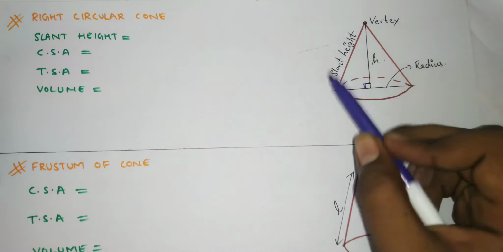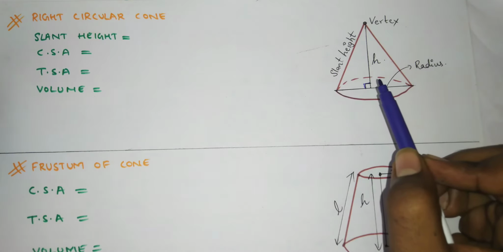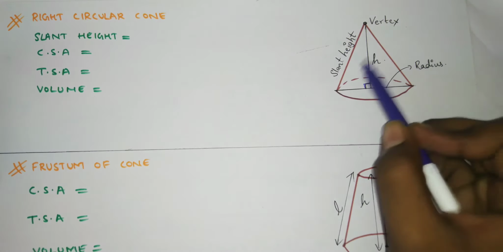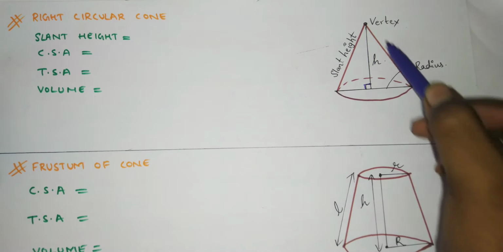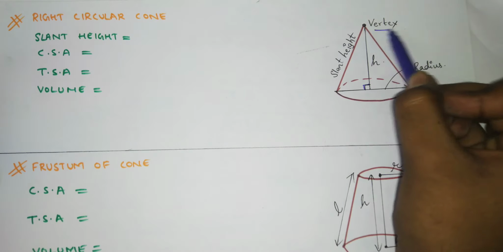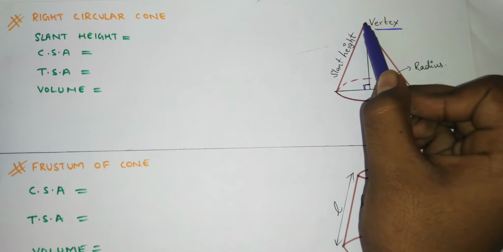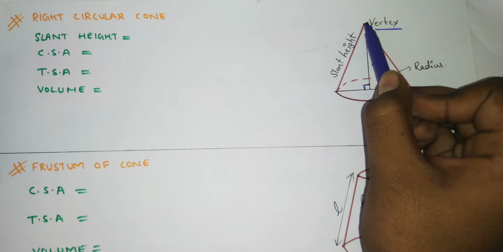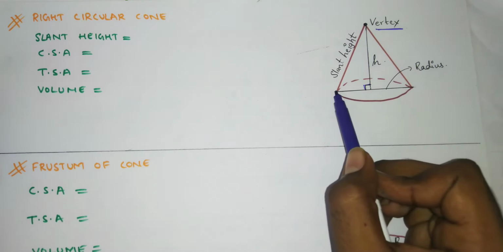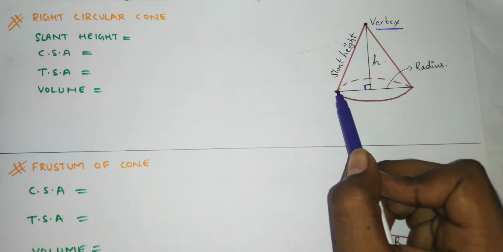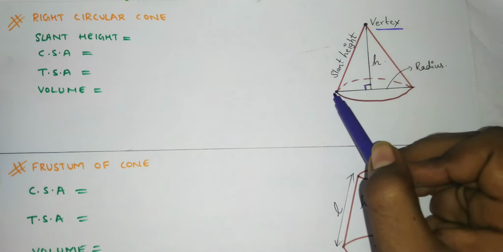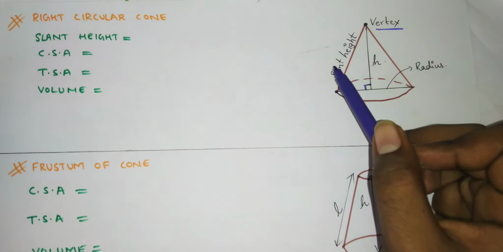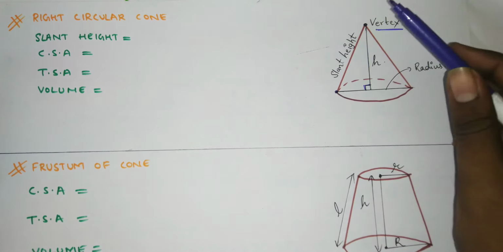First, let us understand what a cone is. You might have seen the ice cream. The lower portion is nothing but the cone. Here one base is a circle, and all the points from the circle are joining at one point. That point is nothing but the vertex, and the distance between the vertex and any point on the circular base, the end point, we call the slant height.